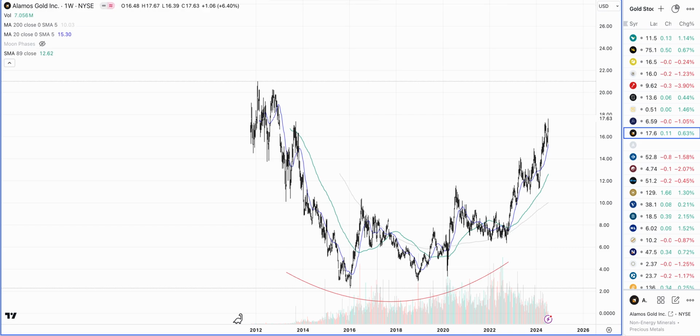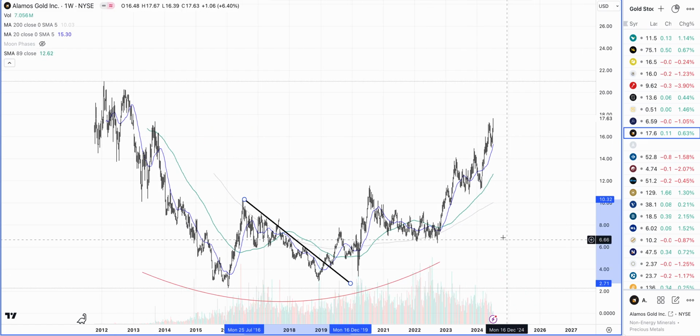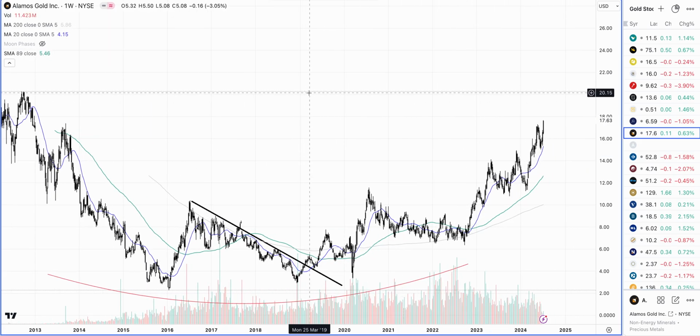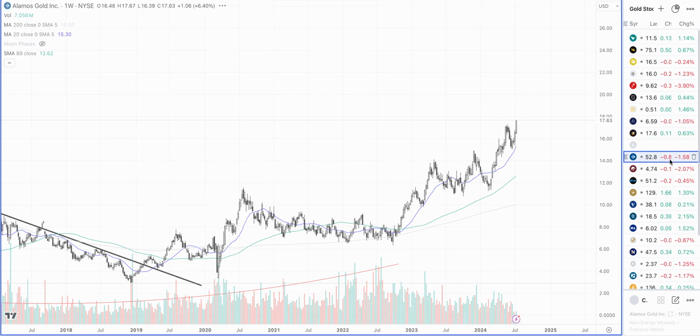And then what it seems to be doing is that it has this resistance. It kind of does this triangle formation, a wedge. It breaks out of it. Did it one time, retested, did it a second time. Yeah, if it keeps on moving like this, I think it wants to go and test 20. This is what it looks like it might be trying to do.